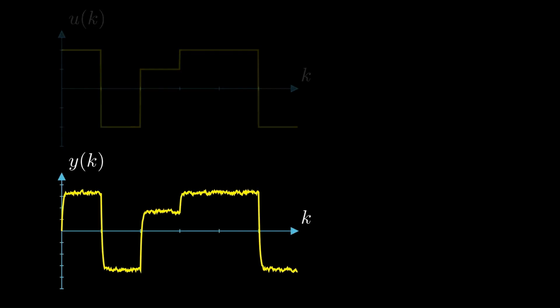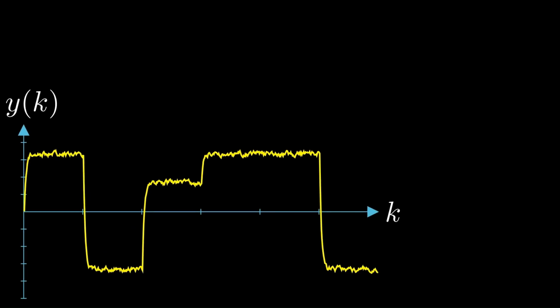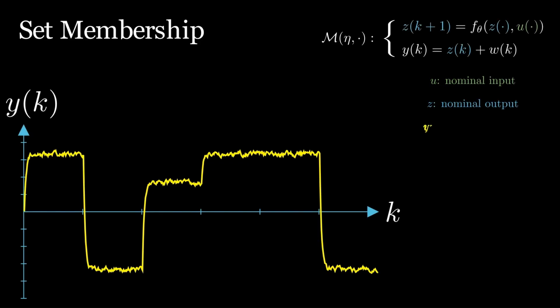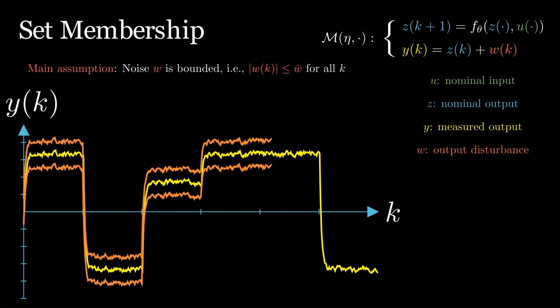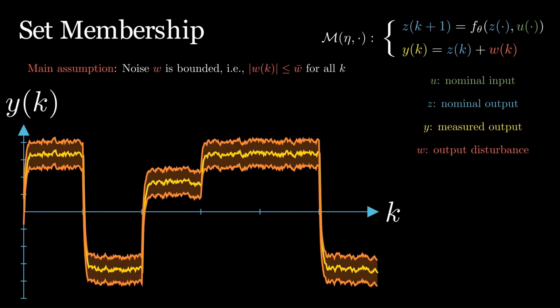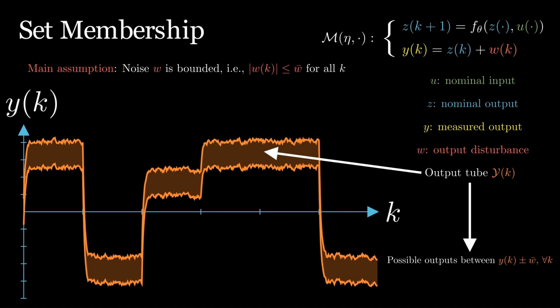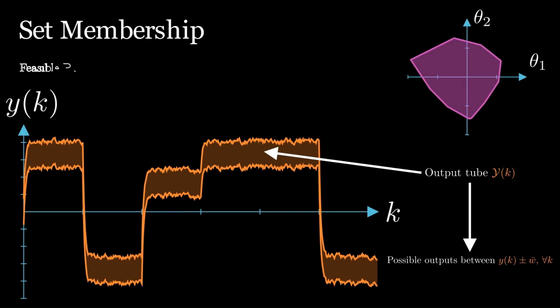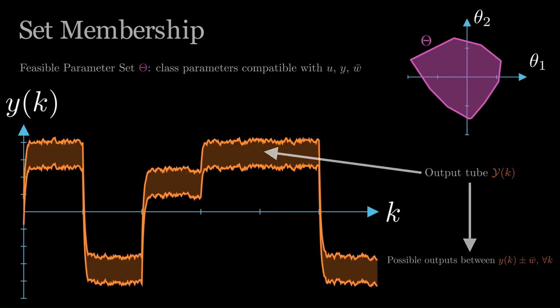We first take into account our input-output dataset and we focus the most on the output. Now, we consider as given a fixed model class with output error. This method is based on set membership identification, whose main assumption is that additive noise on the output is bounded by a certain value W bar. This allows us to define the tube of all possible outputs between Y at time k plus minus W bar. We can also define the set of class parameters compatible with input-output and noise bound, the feasible parameter set.